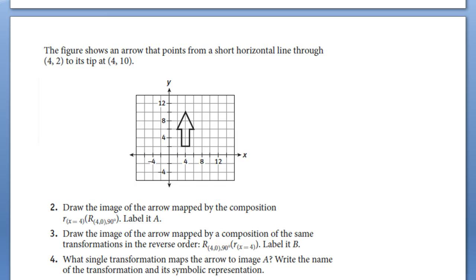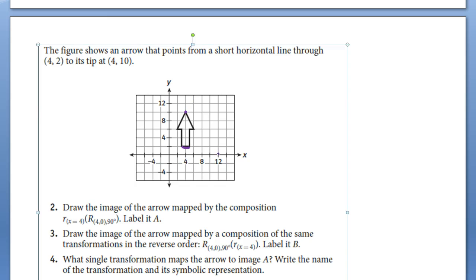The figure shows an arrow that points from a short horizontal line, that's this thing here, through (4, 2), to its tip at (4, 10), right there. Number 2, draw the image of the arrow mapped by the composition, a reflection over X equals 4 of a 90-degree rotation around (4, 0), and label this A. Okay, so we're going to work from the inside out. We're going to work kind of from right to left in a sense. So let's start by finding (4, 0).